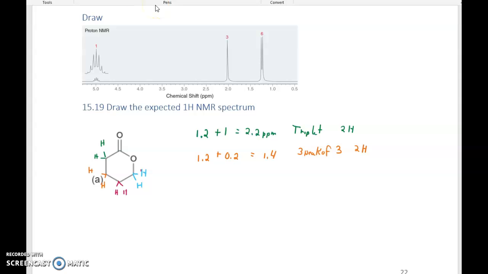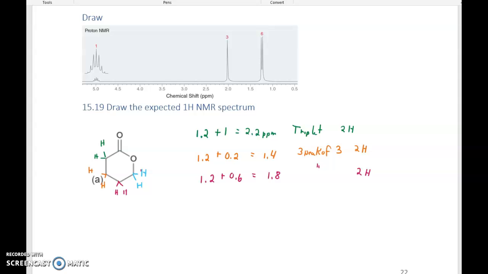The third one, the pink one, also starts as 1.2. It is 1 away. It's beta to the ester group, so that gives it 0.6. We get 1.8. That's where we'll expect to see it. The pink ones will be split by the orange and by the blue, so we'll get 3 peaks of 3 again, and we'll have 2 hydrogens giving the signal.